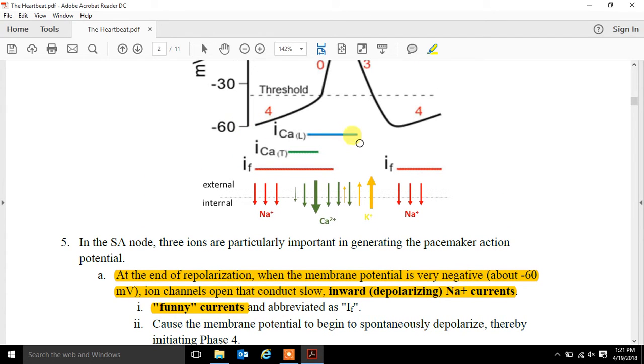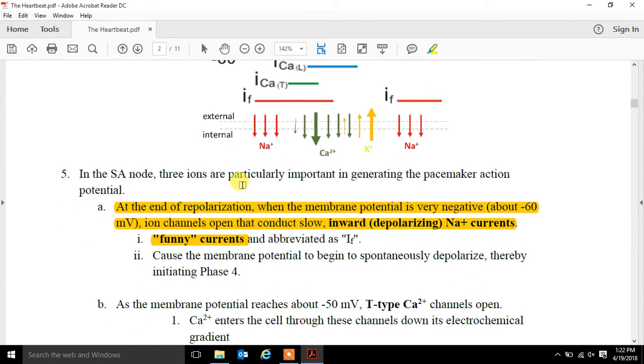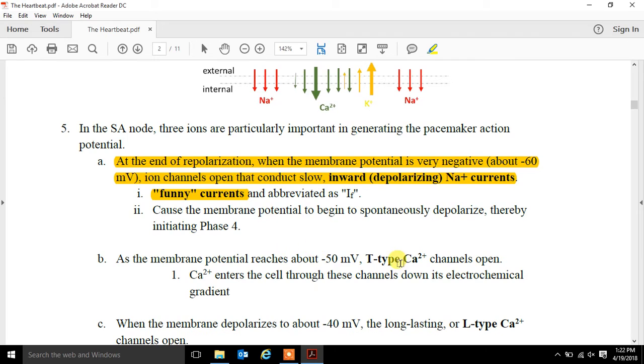So down here at this very bottom, where it reaches its very bottom, these funny channels, abbreviated IF, allow sodium into the cell and let this membrane potential slowly work its way up. As we get around about this portion here, we start seeing some calcium channels open. As the membrane potential reaches about negative 60, the T-type calcium channels open.